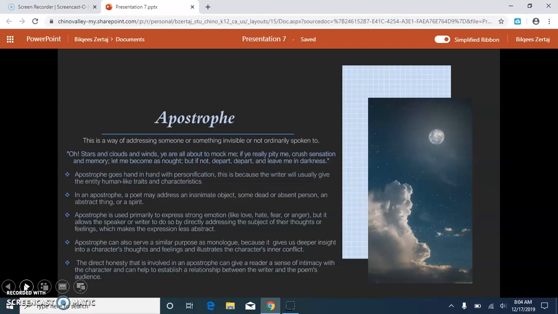An apostrophe is used primarily to express strong emotion like love, hate, fear, or anger, but it allows the speaker or writer to do so by directly addressing the subject of their thoughts or feelings, which makes the expression less abstract. The direct honesty that is involved in apostrophe can give a reader a sense of intimacy with the character and can help to establish a relationship between the writer and the poem's audience.